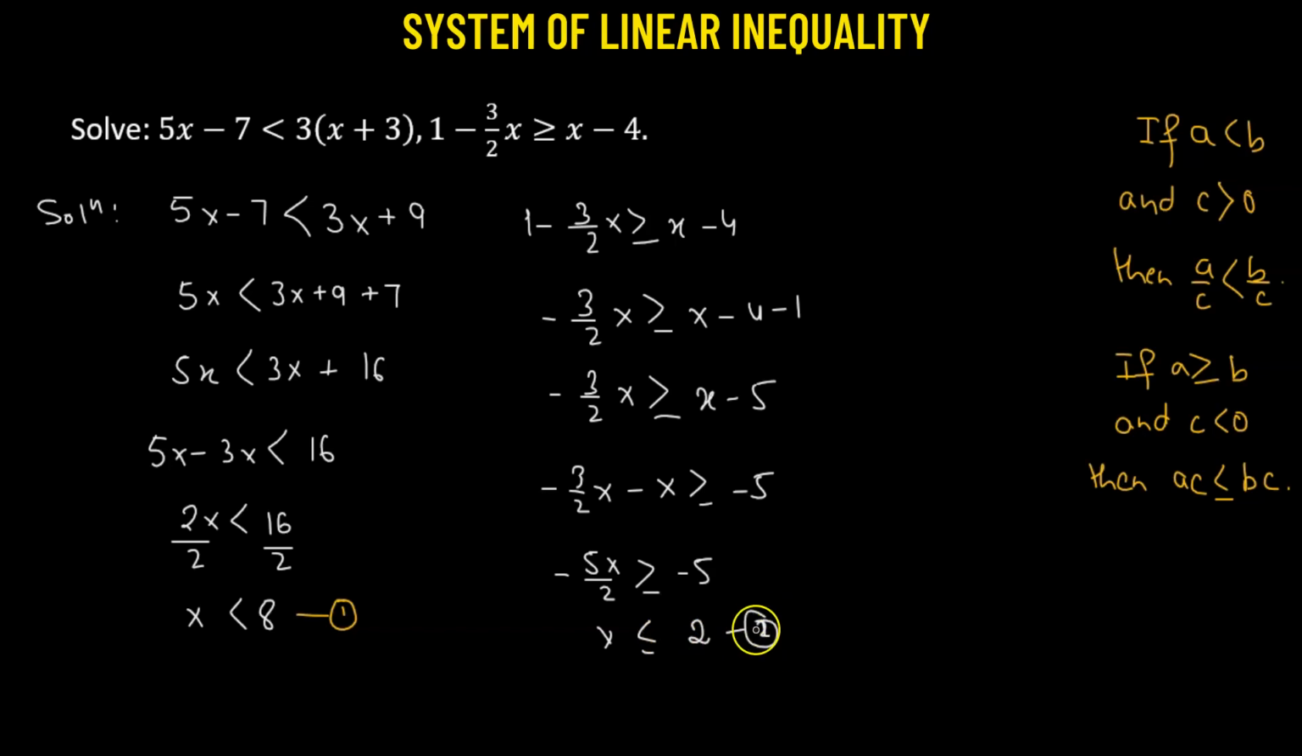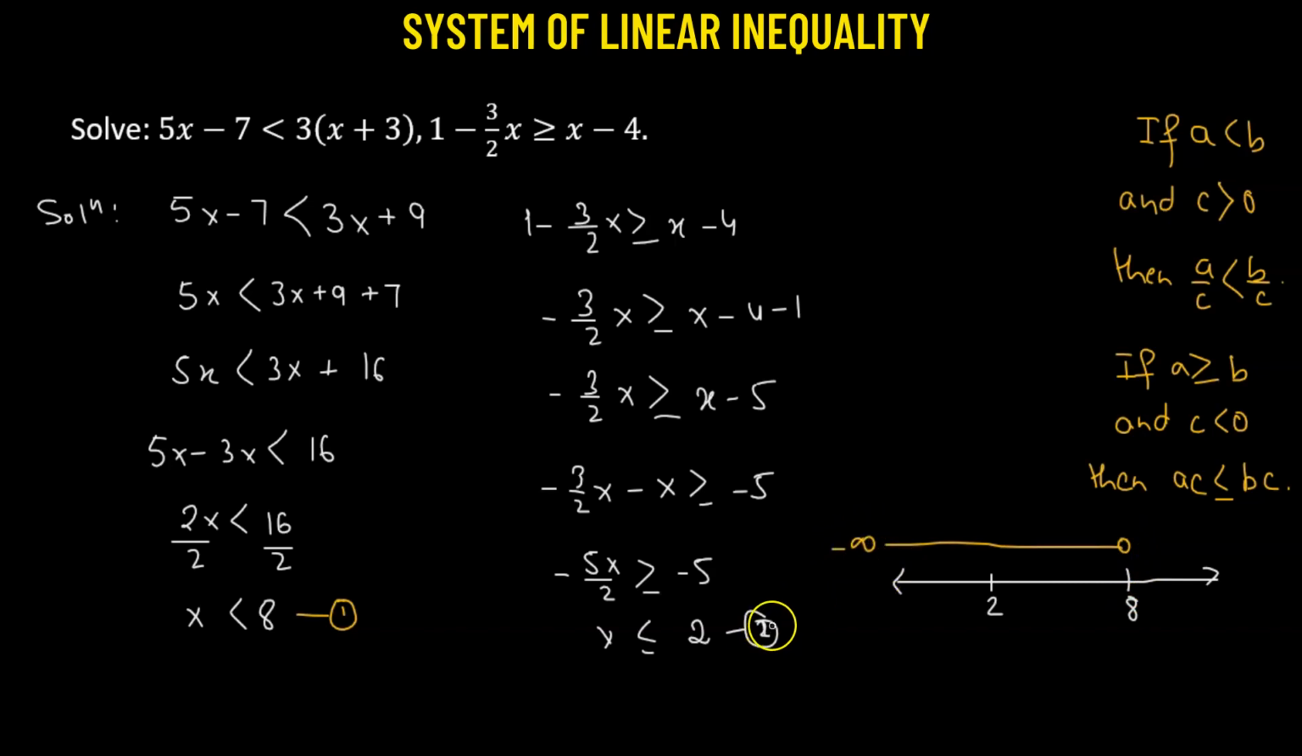Now we need to find a solution which is common to both 1 and 2. For that we are going to consider a number line. On the number line we will consider 2 and 8. So x less than 8 means we have to consider all the values of x which are less than 8. So that means it's going to have all the values of x lying to the left of x equals 8. Here 8 is not a part of the solution, so I have used a bubble here and it goes all the way to negative infinity.